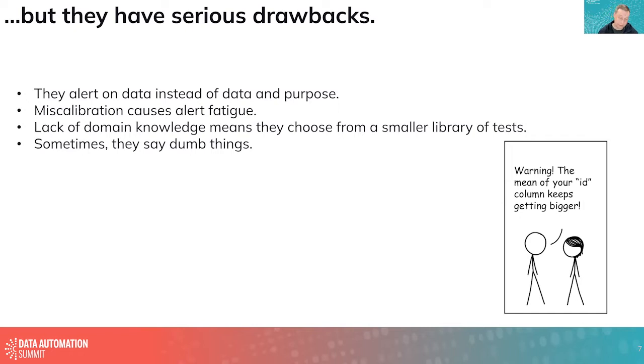And then, of course, sometimes these automated systems just say dumb things. True story. One of the first approaches to profiling that was included with Great Expectations, several users were like, "Look, I don't want to know that the mean value of my ID column is increasing." And what can we do? Well, there's a fork in the road.